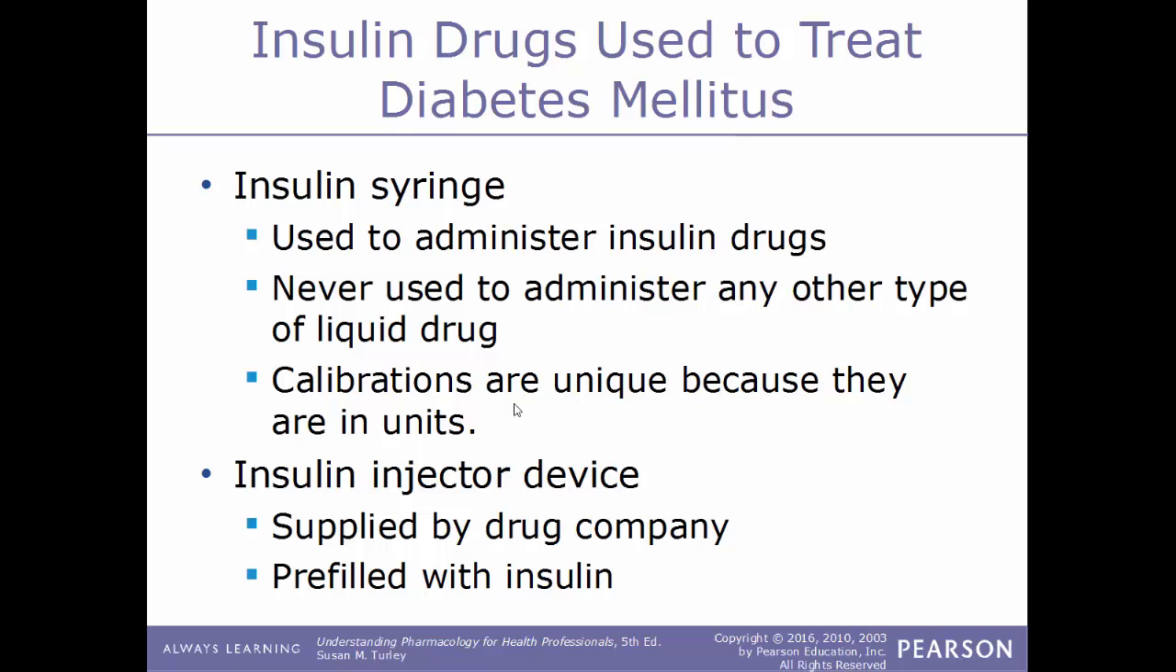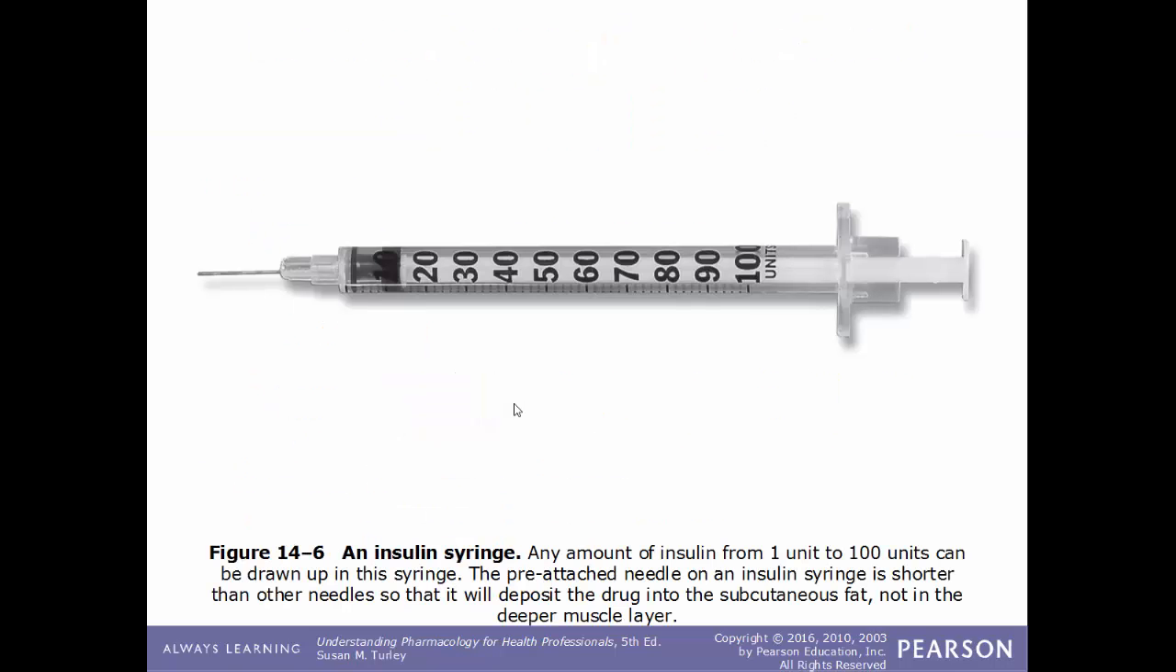You can also use an insulin injector device, which will be supplied by the drug company, and these are already pre-filled with insulin, so nothing has to be measured. It's already ready for the patient. All right, in this image we have an example of an insulin syringe. You can tell by the very large numbers that indicate the number of units of insulin. Again, this is only used for administering insulin. It cannot be used for any other type of liquid drug.